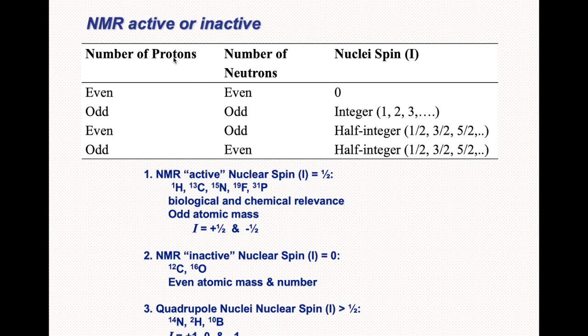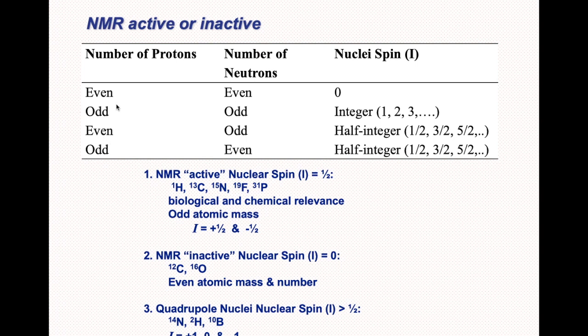Just by looking at the number of protons and the number of neutrons, we will be able to tell whether a particular nucleus spin is 0 or non-zero. From this information, we can say a particular nucleus is NMR active or inactive. Let us suppose we have certain atomic nuclei like carbon 12 and oxygen 16, and these have an even number of protons and an even number of neutrons, and the atomic nucleus spin will be 0, and obviously carbon 12 and oxygen 16 do not give any NMR spectrum.